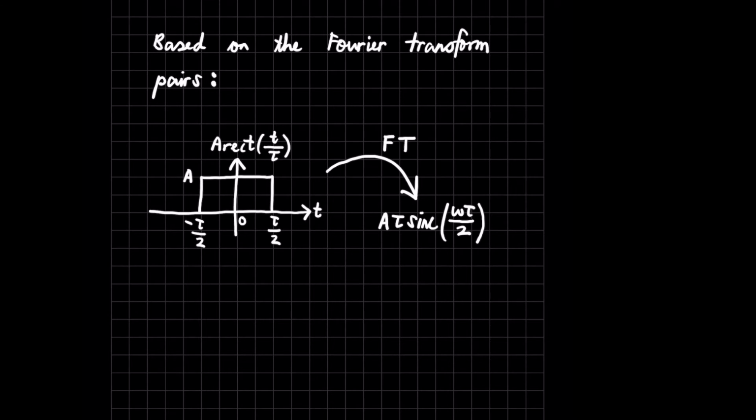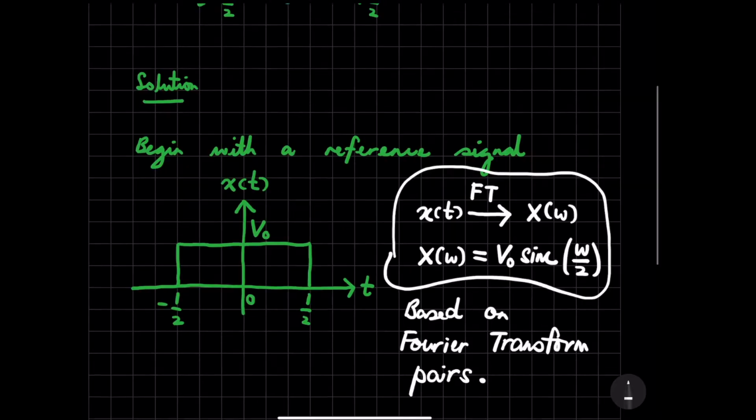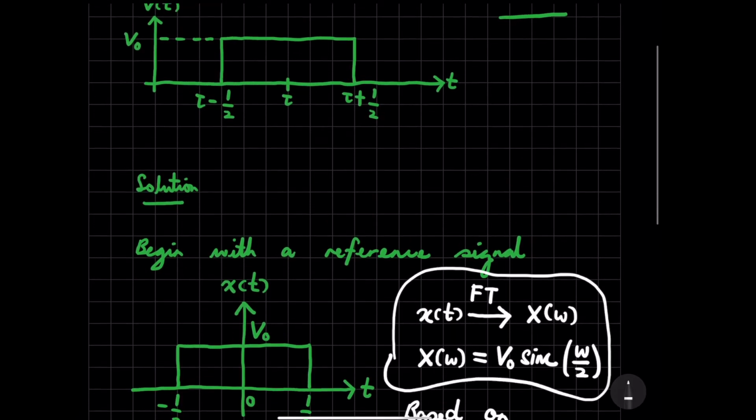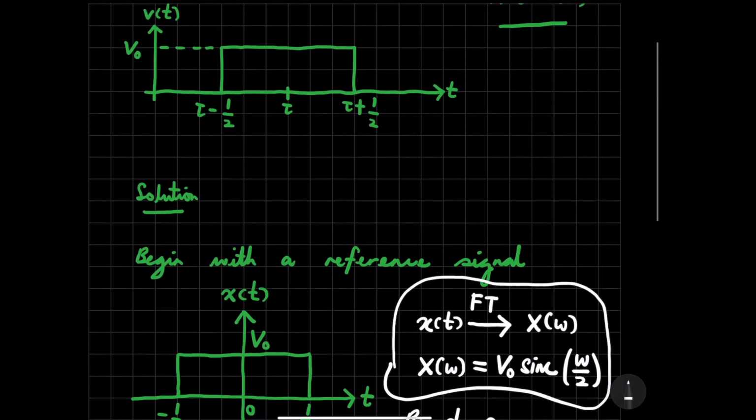All the signals in the Fourier transform pairs can be seen in the previous video. So it is possible to straight away find the Fourier transform of the rectangular signal by looking at the parameters of the signal itself.